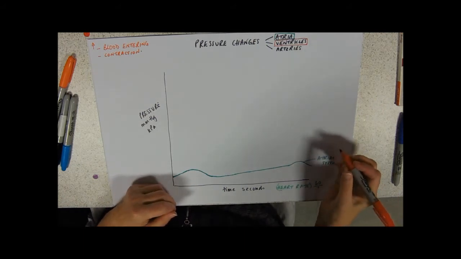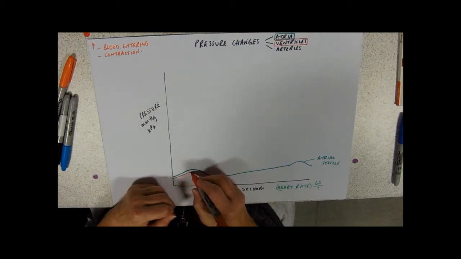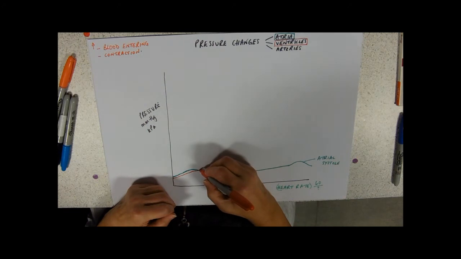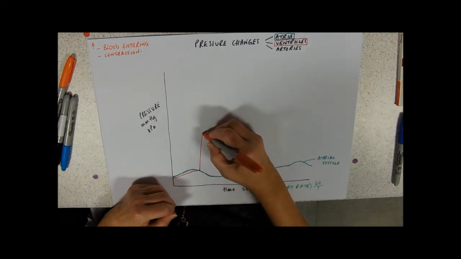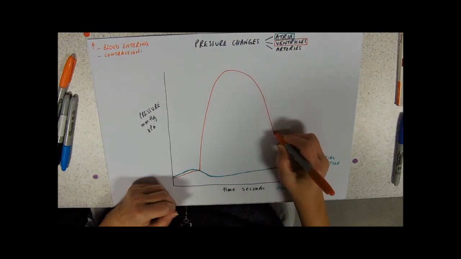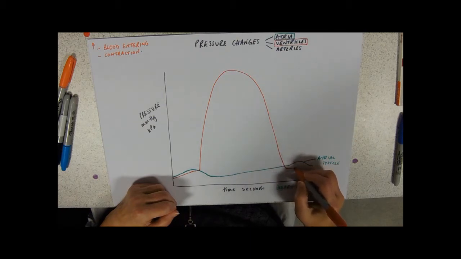So as blood is flowing from the atria to the ventricles in atrial systole, the blood entering the chamber will increase the pressure. As the atria relax, the ventricles are then going to contract, and they're going to do this sort of huge humpy thing, which is why it's the most obvious bit of the graph. And they're going to relax, and then they're going to start filling with blood again.